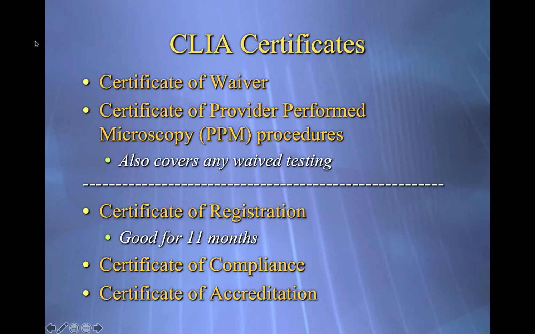During that period, the laboratory must be inspected either by CMS, which would give you a certificate of compliance, or by one of the deemed accrediting bodies like College of American Pathologists or Joint Commission or COLA, and we'll talk about those. And those would give you then a certificate of accreditation. The certificate of compliance and accreditation are equivalent. It just tells any inspector who you were inspected by for your last go-round. These are good for 2 years, and then you must be re-inspected and get another certificate to go on.